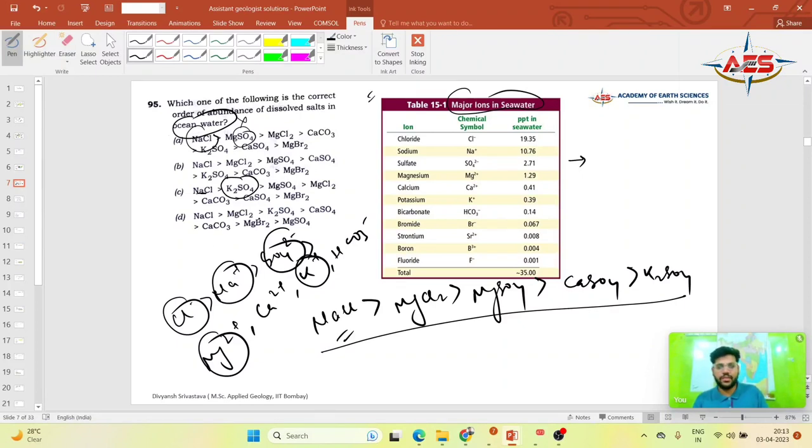And as well as you can see this, it is on the third position, while CaSO4 is, so it is like a relative thing. If your elements are more abundant, then obviously they will make salts that are more abundant. So it is something related to this. So according to me, the correct option would be B. Okay.